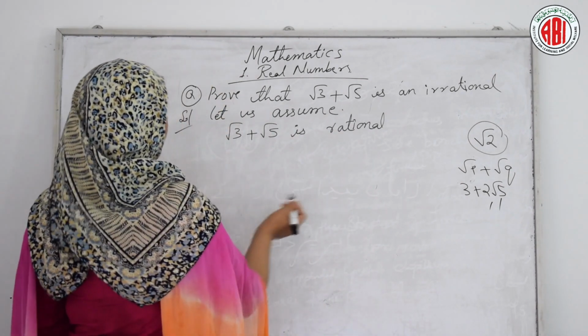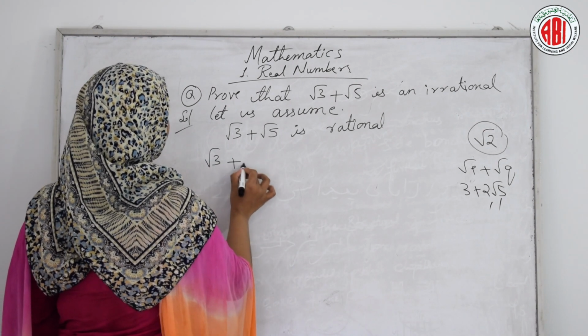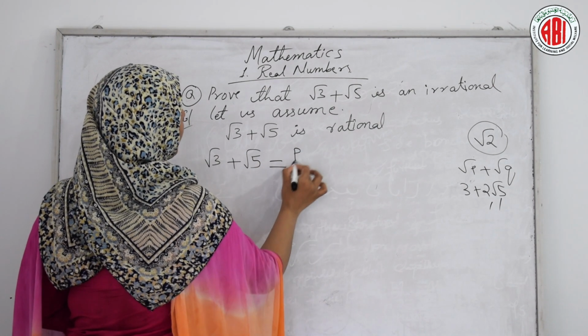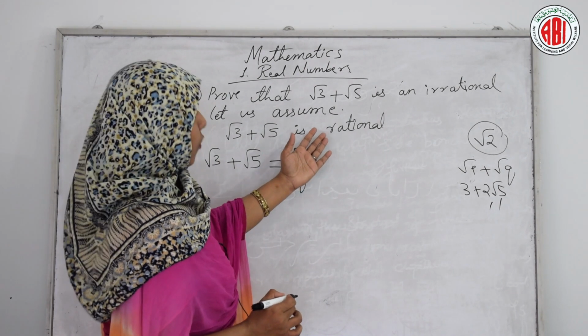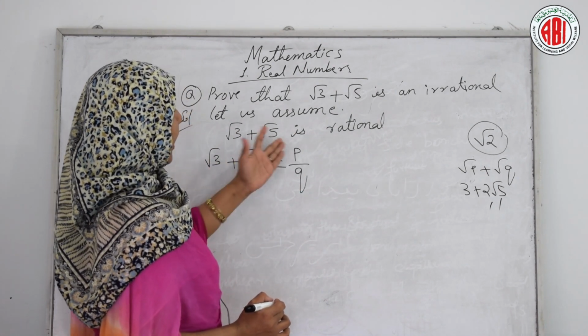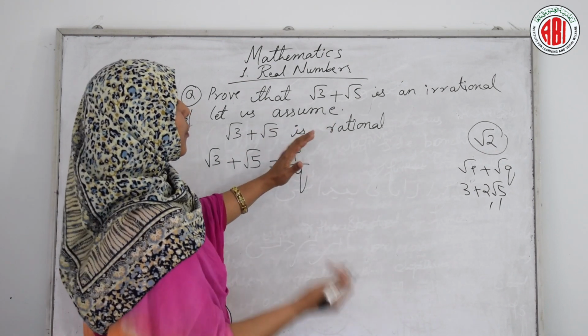Suppose it is rational, then root 3 plus root 5 is equal to p by q. We are taking it as rational, no? So that's why we are equating root 3 plus root 5 as p by q. Actually it is not rational, but we are assuming it.